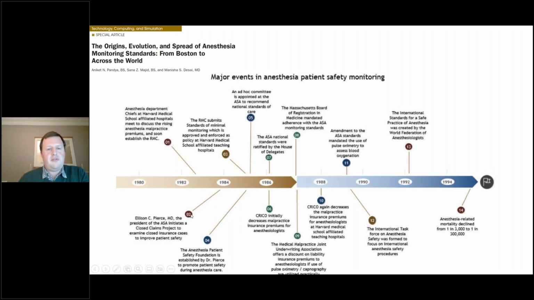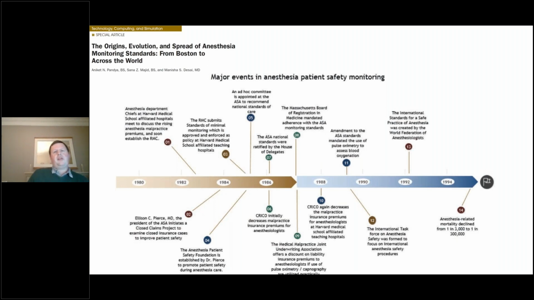As a result of that, standards were set, and for the North Americans, the key thing was that this initially decreased their malpractice insurance premiums, and those who could show that they were practicing more safely with pulse oximetry and capnography got better insurance premium discounts.